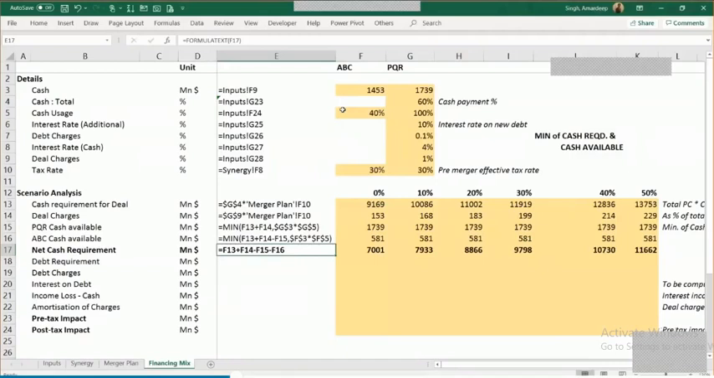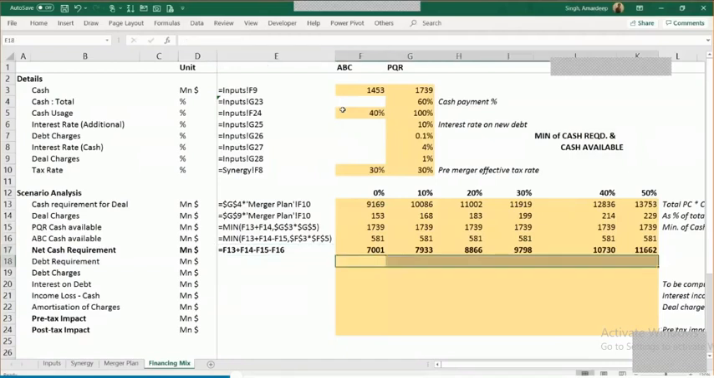right? So effectively, whatever is your cash requirement, that is equal to your debt requirement also, because that's the amount of debt that you're going to raise. You don't have a choice because you've already used the cash which is available in your pocket. You've already used the cash which is available with PQR, and now you don't have a single penny left. So you are forced to take a new loan of $7 billion if you have to go for a cash deal like this, right?